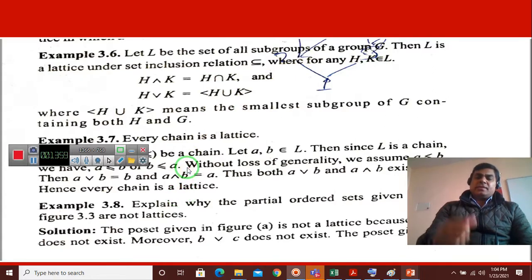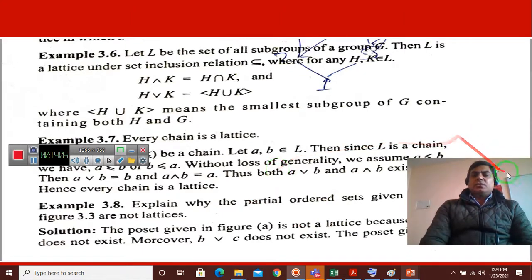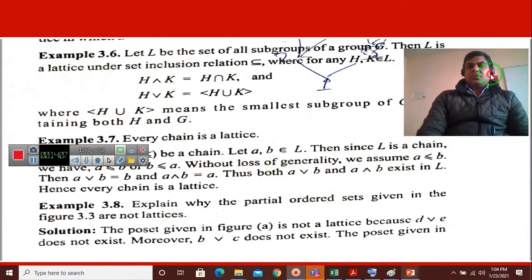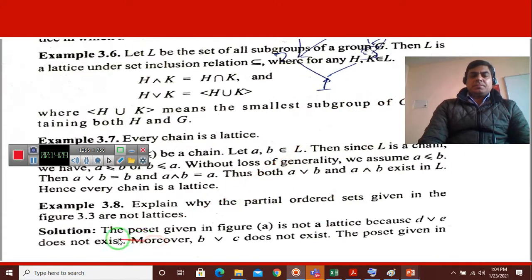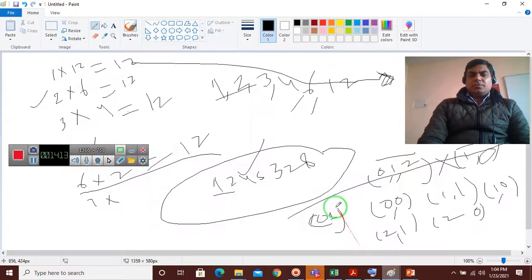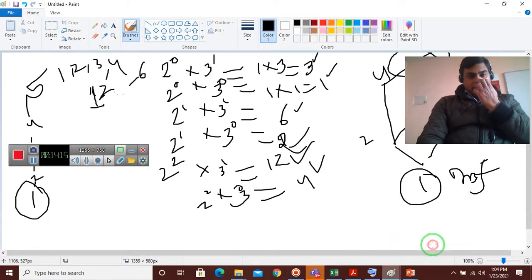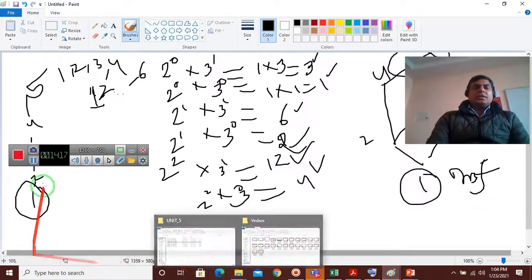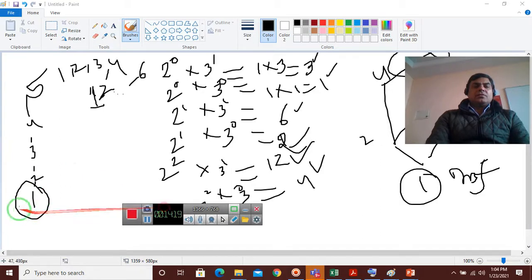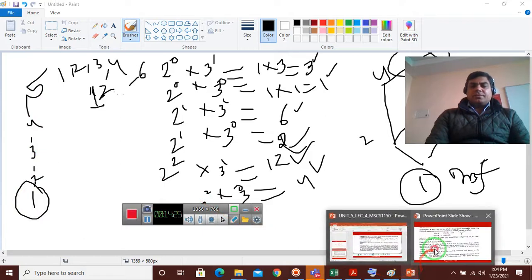Every chain is a lattice. A chain is a set with the less than or equal to relation. So every chain is a lattice because its elements are comparable with each other. If we make a diagram like this, 1, 2, 3, 4, 5, this is a chain. So this is a lattice.